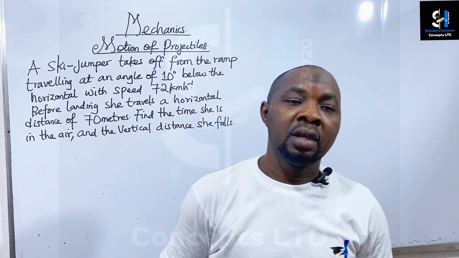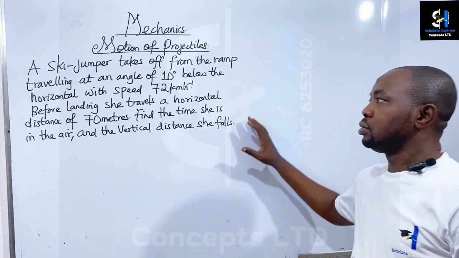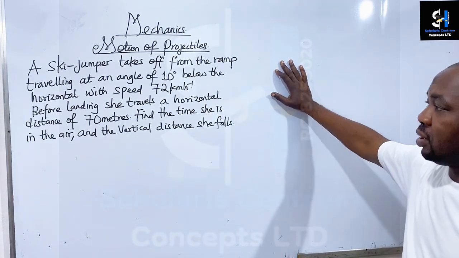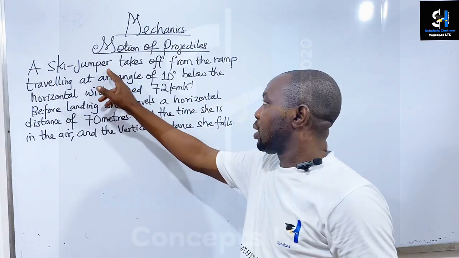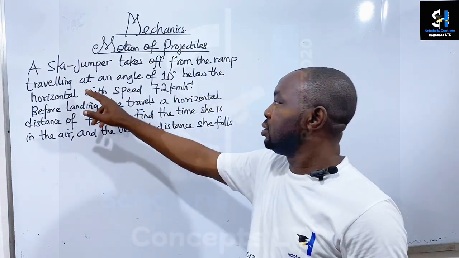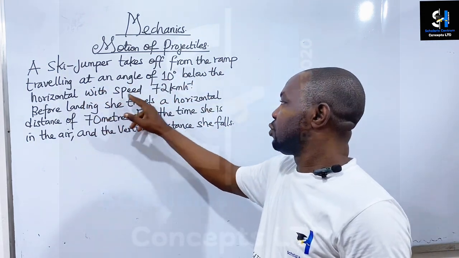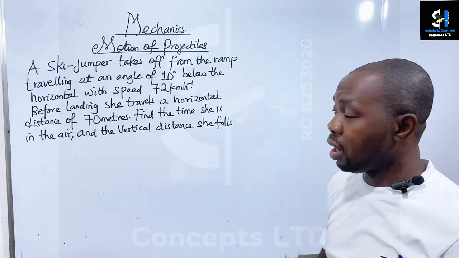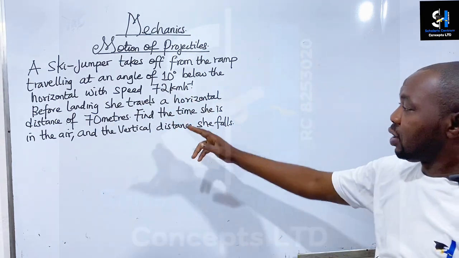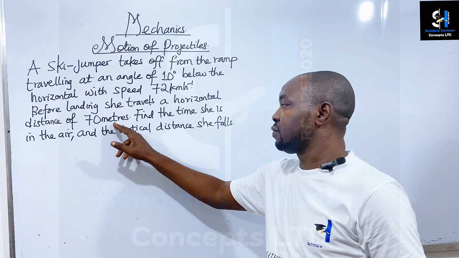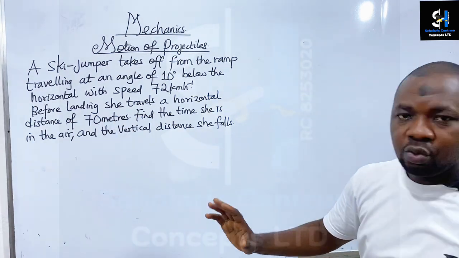Hello viewers. Now we have another question on motion of projectile. A ski jumper takes off from the ramp traveling at an angle of 10 degrees below the horizontal with speed 72 kilometers per hour. Before landing, she travels a horizontal distance of 70 meters. Now, these are the questions.